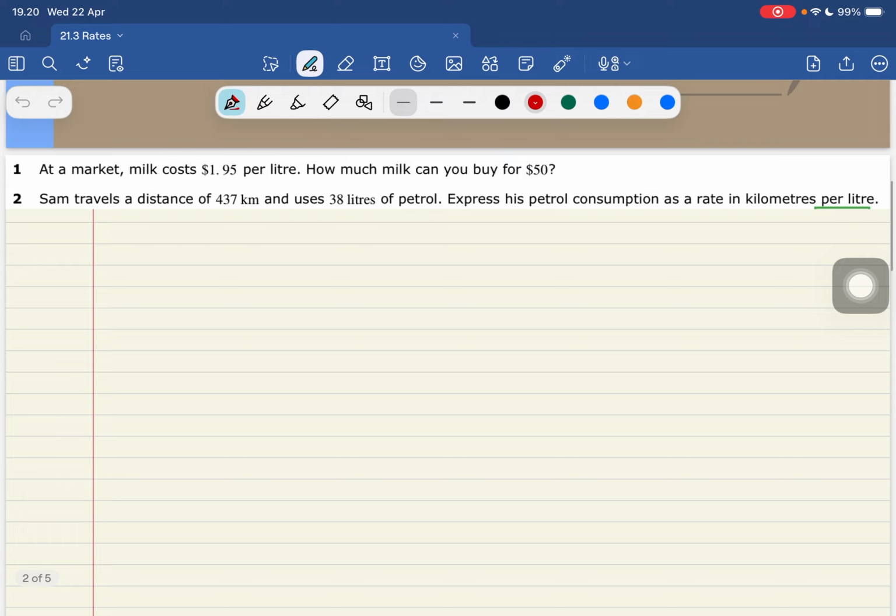At a market, milk costs $1.95 per liter. How much milk can you buy for $50? So for number one, we take $50 and divide by 1.95. We can use 2 decimal places. So we can buy 25.64 liters. This is to 2 decimal places.